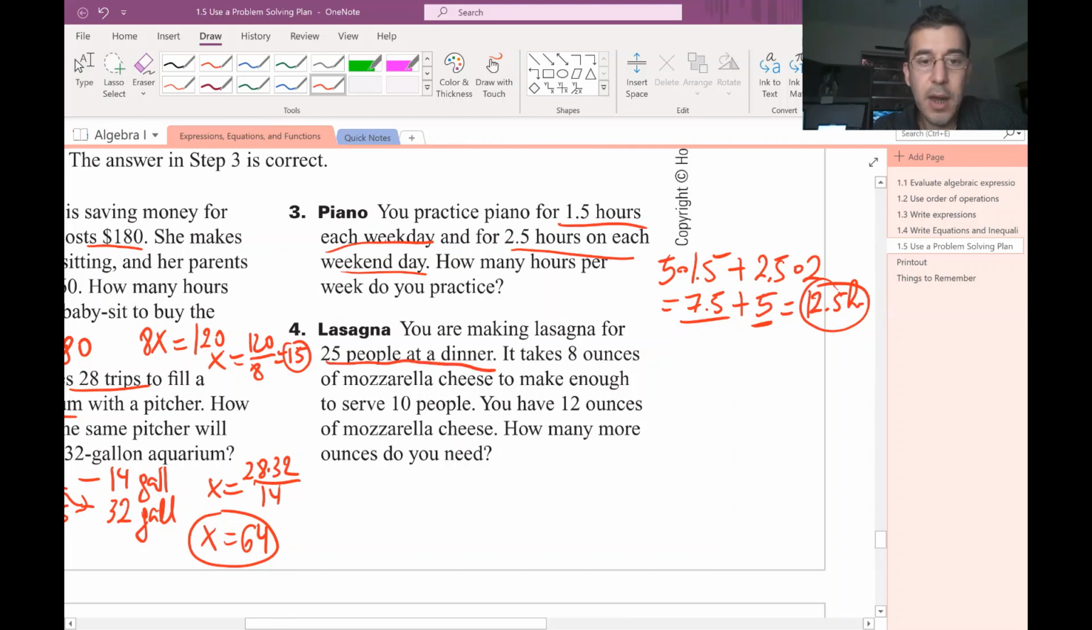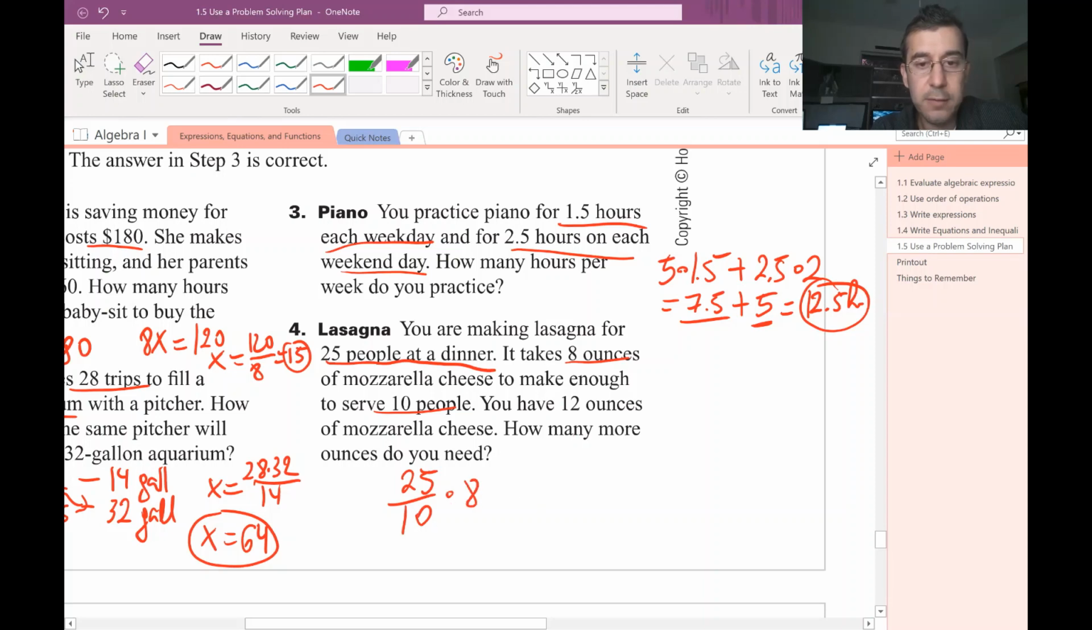4, you're making lasagna for 25 people. It takes 8 ounces of mozzarella cheese to make enough to serve 10 people. You have 12 ounces of mozzarella cheese. How many more ounces do you need? Okay, so we know that 8 ounces serves 10 people, 25 people, how many ounces? So 25 divided by 10 times 8 is the ounces you're gonna need.